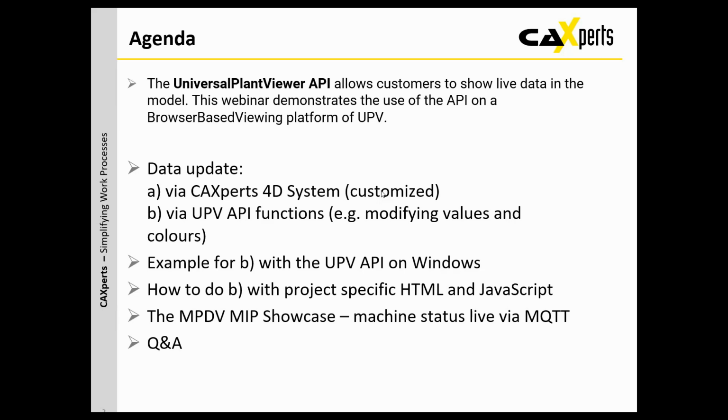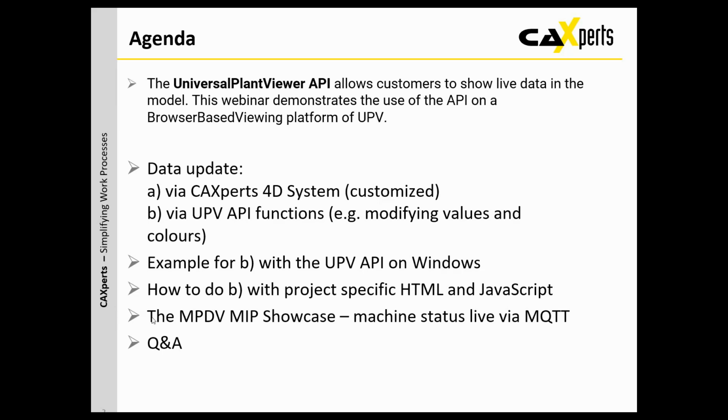I will show you an example for the API method with the UPV API on Windows. That's kind of the classical example that we have here for live temperature and level data. And I will also show you how you can place specific HTML and JavaScript files on your web server and specify them using the web services so that they would be project specific. And you can simply create these files to read in data, for example, via MQTT, and then create status messages or color states and so on.